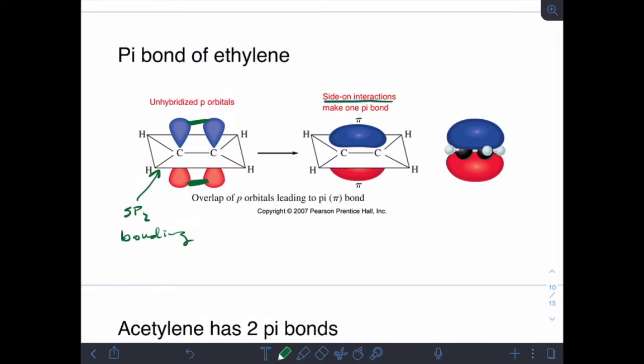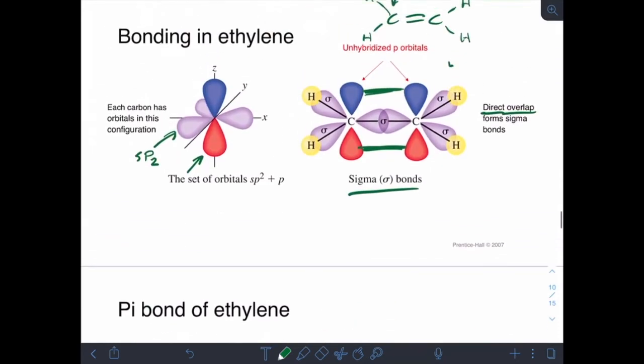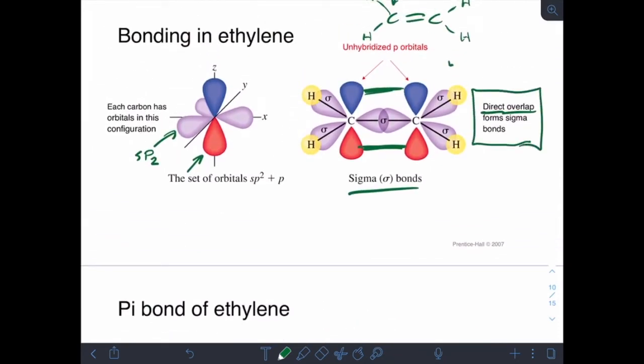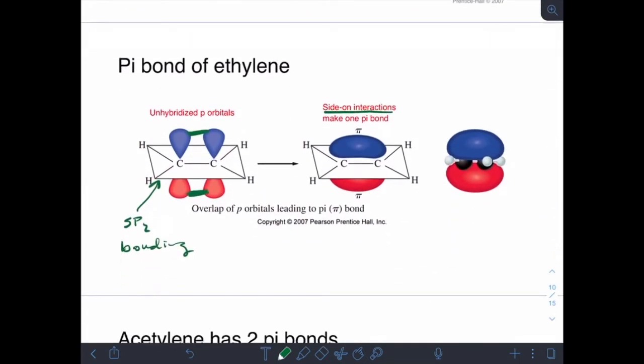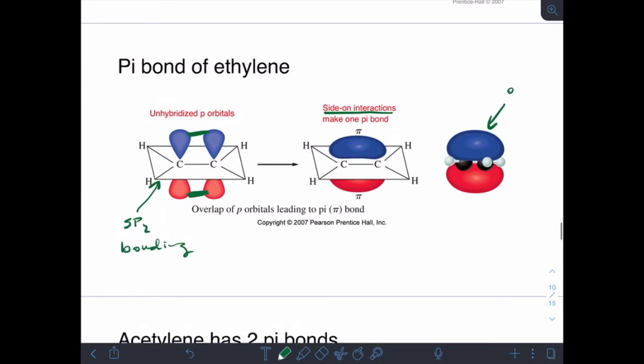Remember, I'm going to come back up here. Over here, my direct overlap of orbitals makes sigma bonds. In these sigma bonds, they're actually physically overlapping each other. There's actual crossing of orbitals. But with my unhybridized p orbitals, they're not actually touching or overlapping each other, but they're aligned in such a way that they can share their electrons over a distance. And so what we get is this above and below thing, which makes one extra bond.